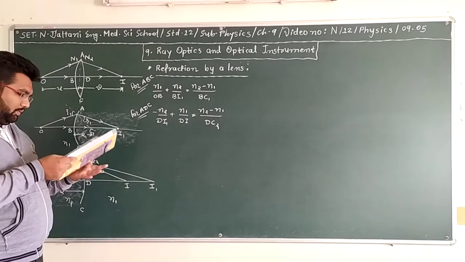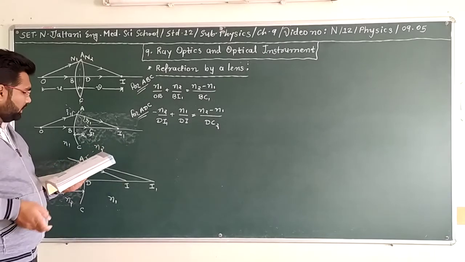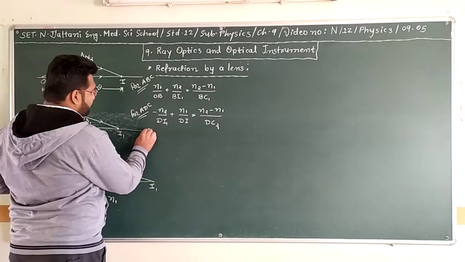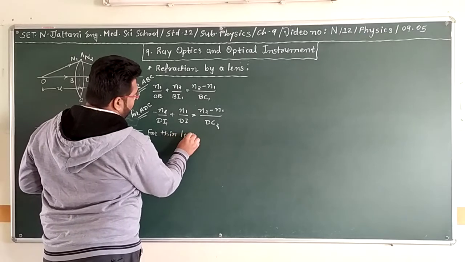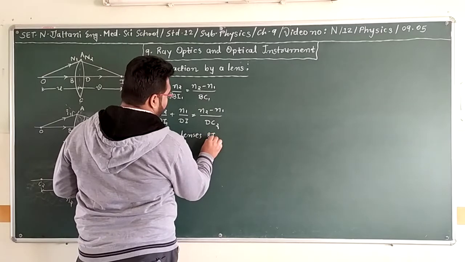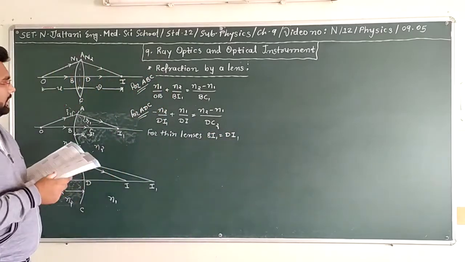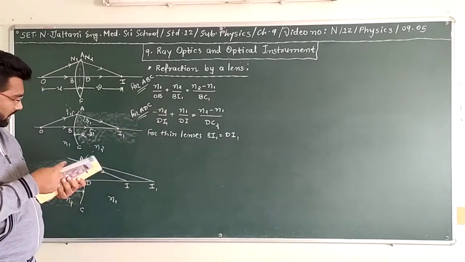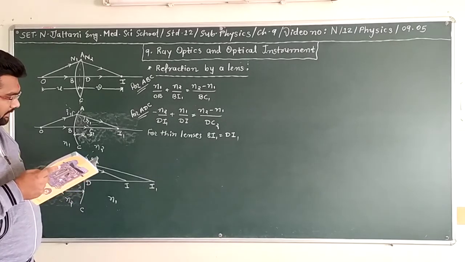So from both formulas we will get the other formula. Here BI1 is equal to DI1 for thin lenses. We can write for thin lenses DI1 equal to BI1, so BI1 and DI1 both are equal.